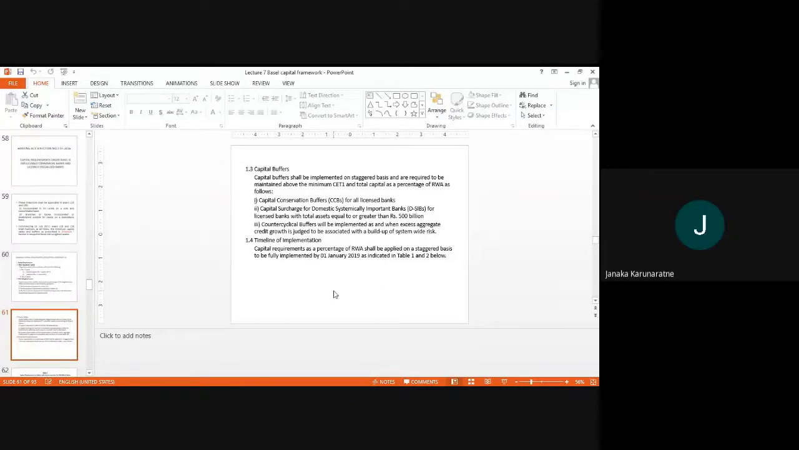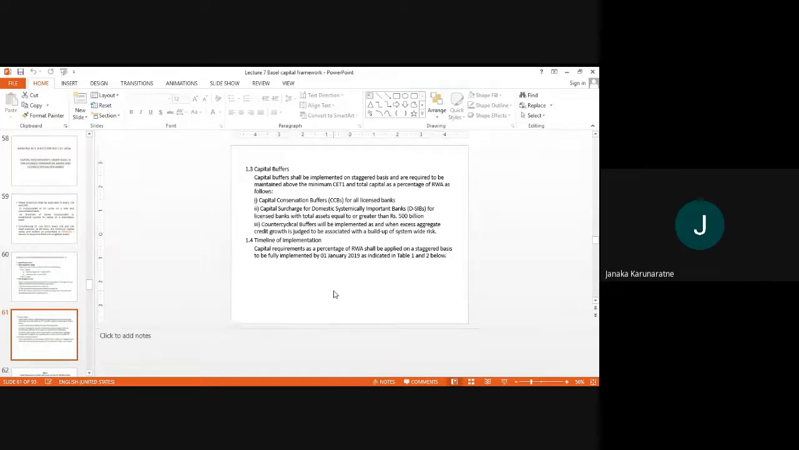Capital buffers shall be maintained on a staggered basis. There are three areas of focus: conservation buffers for all licensed banks, and another buffer called the capital surcharge for domestic systemically important banks, DSIBs. And counter-cyclical buffers will be implemented as and when excess aggregate credit growth is judged to be associated with a buildup of system-wide risk. So basically, three elements in the local context: capital conservation buffer, capital surcharge for DSIBs, and counter-cyclical buffer as and when necessary.